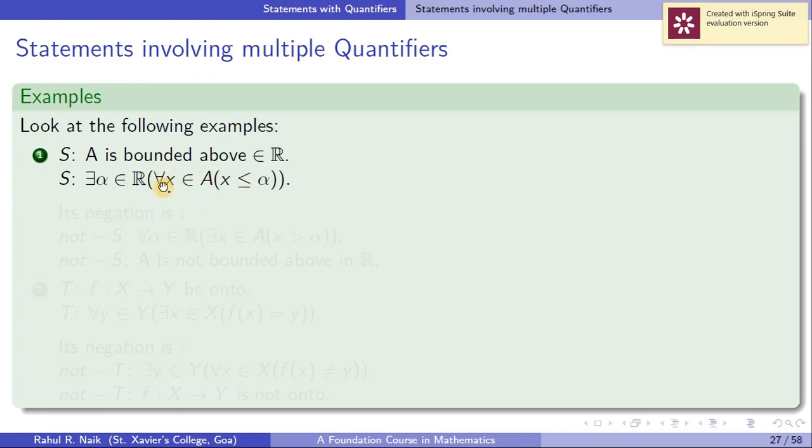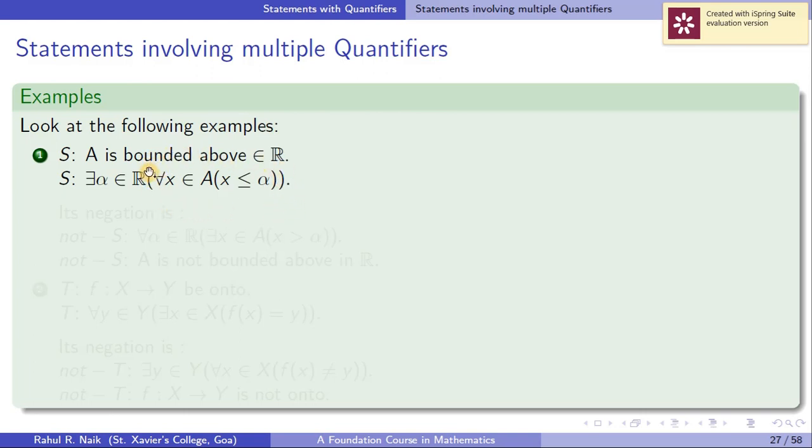What do you mean by saying alpha is an upper bound? For every element in A, that element has to be less than or equal to alpha. So that's what you mean by saying that the set A is bounded above. If the statement was simply given as set A is bounded above by alpha, in that case you would have only a statement involving this quantifier.